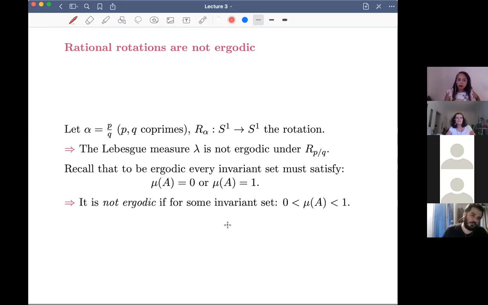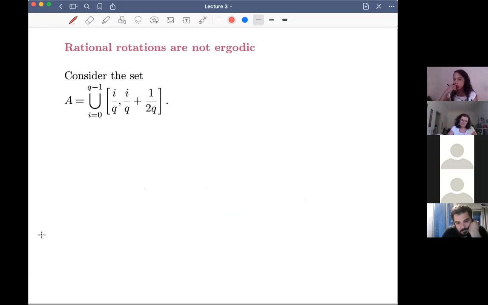Then, if I want to prove that it's not ergodic, it's enough to build a set which is invariant. So it's important that the set is invariant, and it's necessary that it has measure different from 0 or 1. Its measure is between 0 and 1, some positive measure that's not 1. That's enough to prove that it is not ergodic. So to prove that Lebesgue is not ergodic for the rational rotation, I will have to build an invariant set with a positive measure that is not 1.